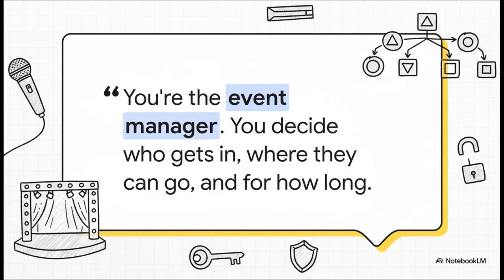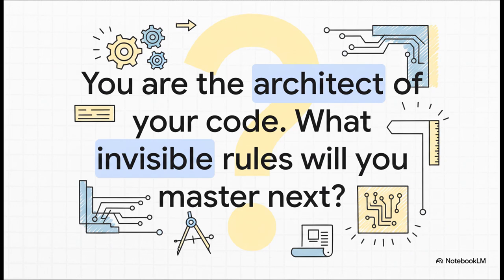I really want you to take this idea with you. Every single time you declare a variable, you're not just typing a line of text. You are the event manager. You're the one who decides who gets an access pass, where they're allowed to go, and how long that pass is valid for. It's a powerful position to be in. So you are the architect of this world inside your code. Now that you've mastered these invisible rules, what will you master next?